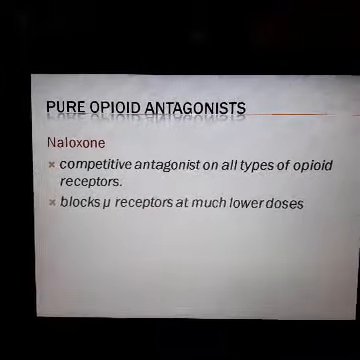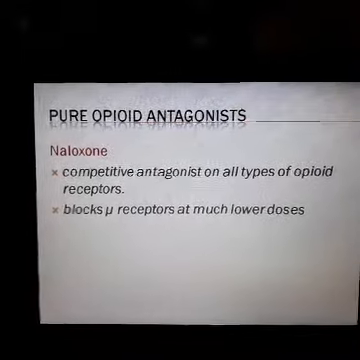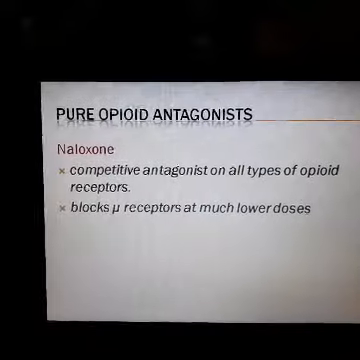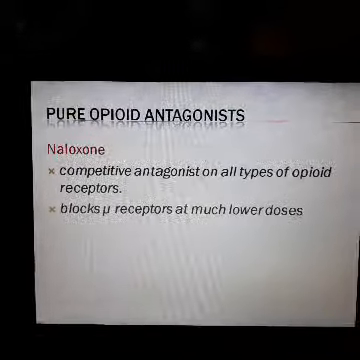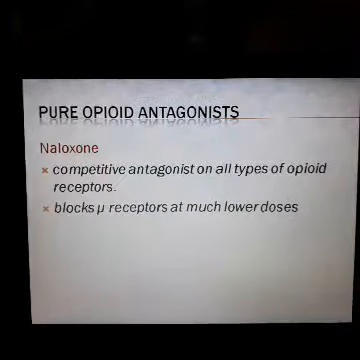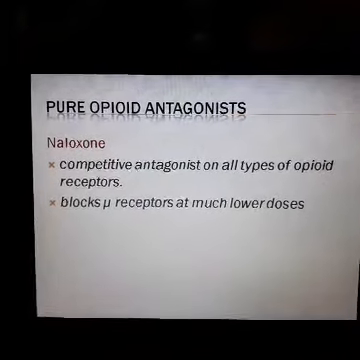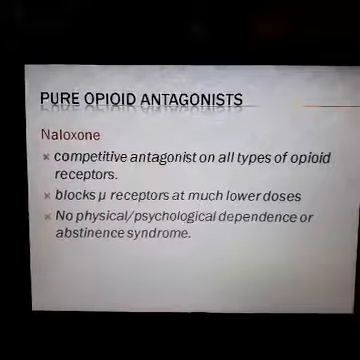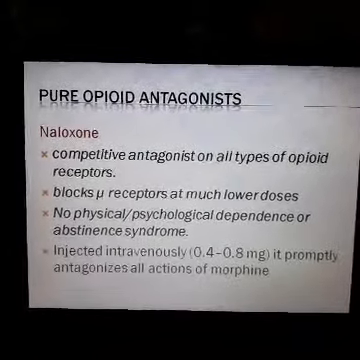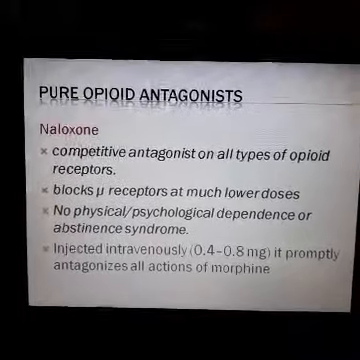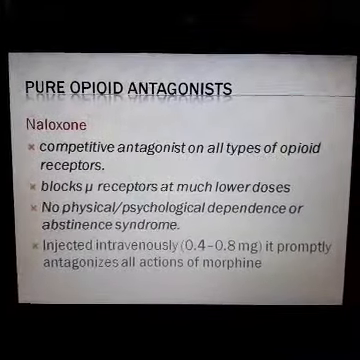Nor-binaltorphimine is a selective kappa receptor antagonist, and naltrindole is a selective delta receptor antagonist. So there are some selective receptor antagonists, but naloxone is a competitive antagonist of all types of opioid receptors, but mainly mu. It blocks the mu receptor at a much lower dose, and there is no psychological or physical dependence or abstinence syndrome. At a dose of 0.4 to 0.8 milligram, it promptly antagonizes all the actions of morphine.